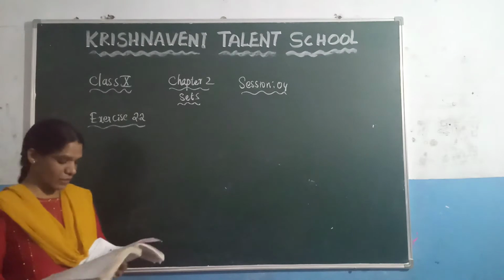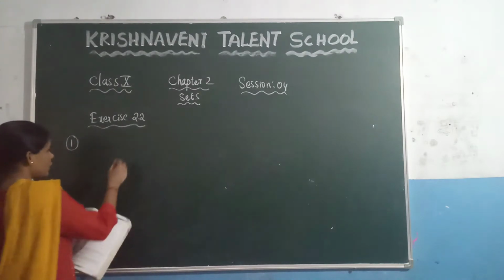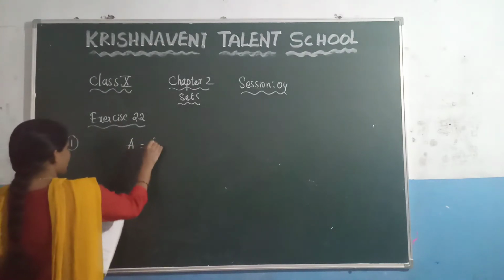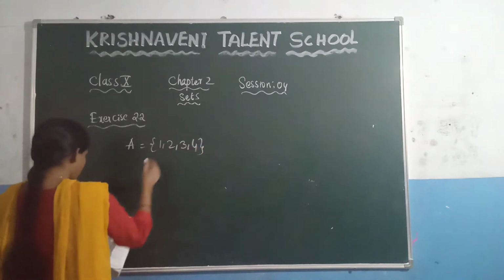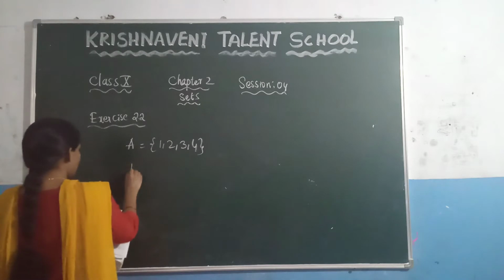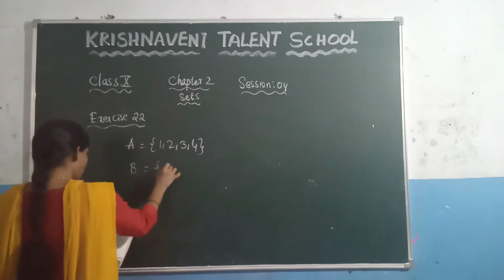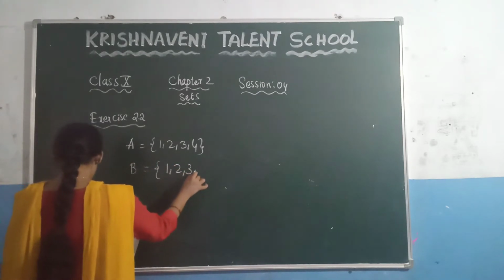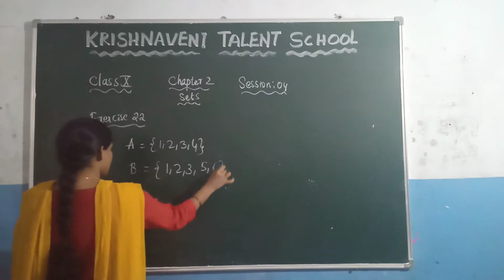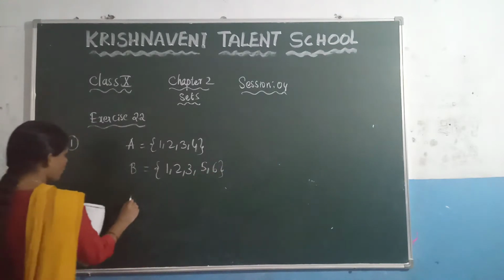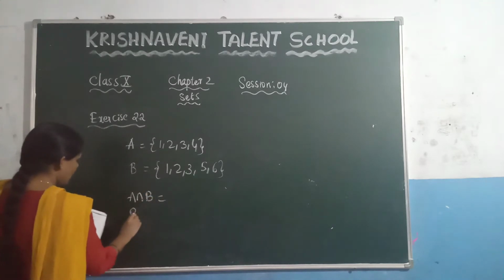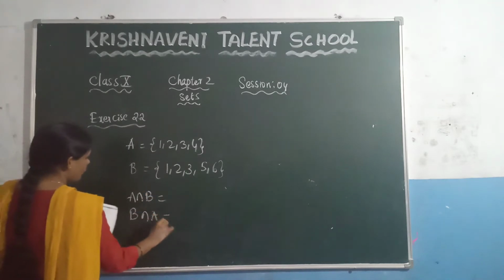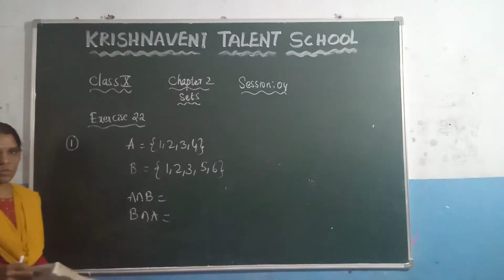Here, what they have given: two sets. A is equal to {1, 2, 3, 4}, and the set B is {1, 2, 3, 5, 6}. They asked to find the elements that are present in A intersection B and B intersection A, and after that we need to comment based on this result.